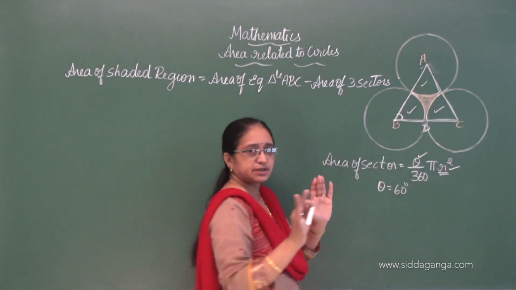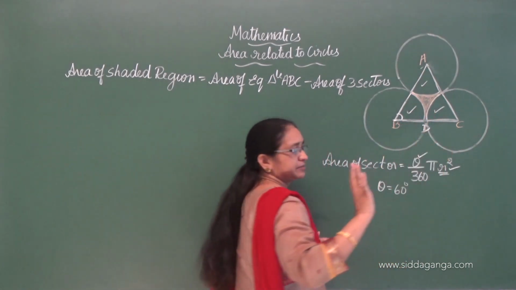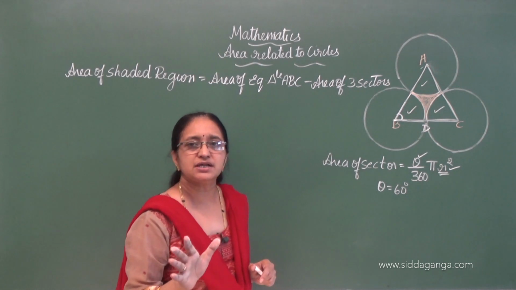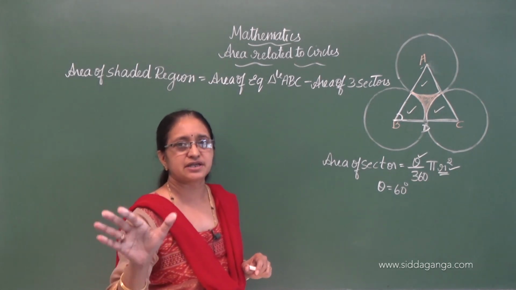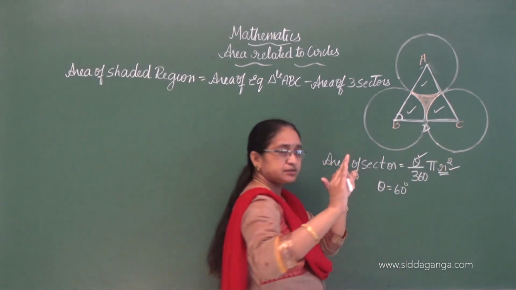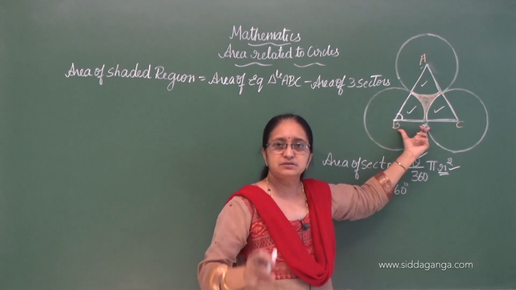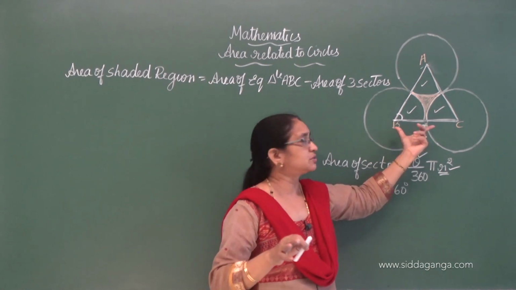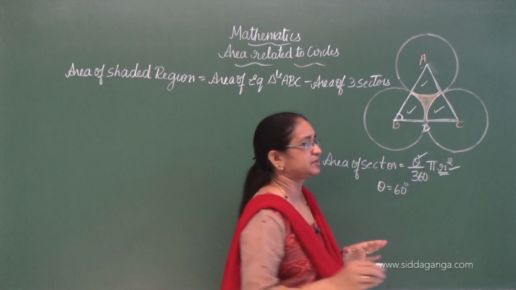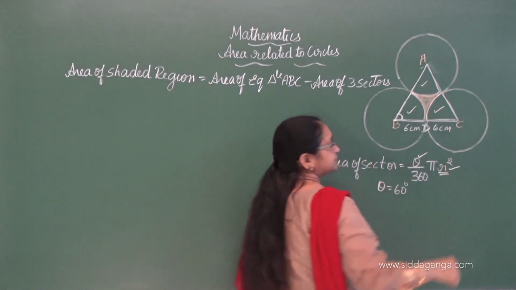Suppose I am giving an example, if I get BC as 12 centimeter. Listen carefully, if I get BC as 12 centimeter, then what about BD? BD will be the radius of a circle, correct? So, BD will be equal to 6 centimeter. I hope you understood. I am just giving one example.